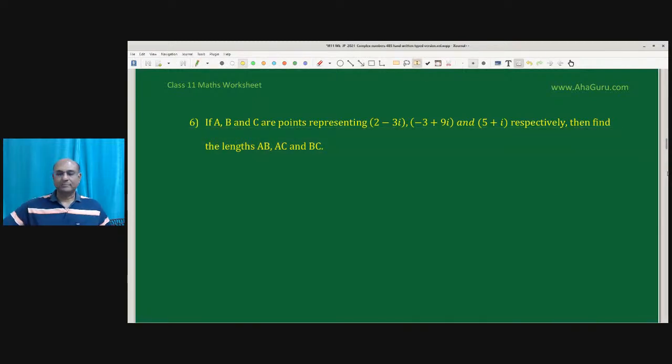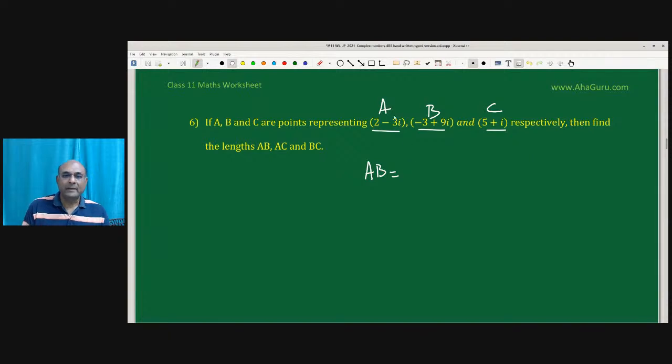This is a very easy question. A, B, C represent these 3 points, right? This is A, this is B, this is C. So what is AB? AB, I'll put an arrow on top, starting at A, ending at B. So B minus A. So minus 3 plus 9i minus 2 minus 3i.